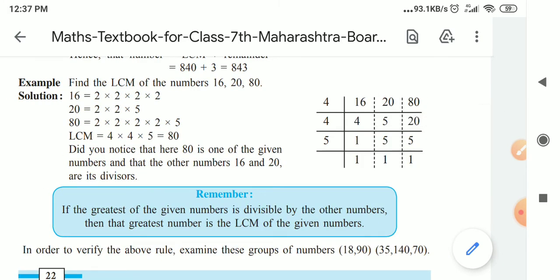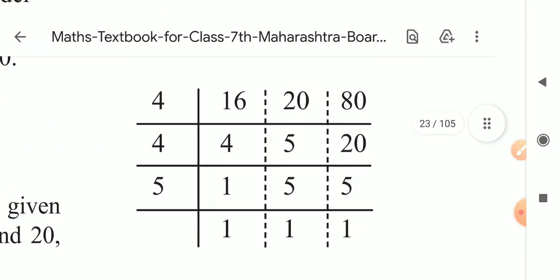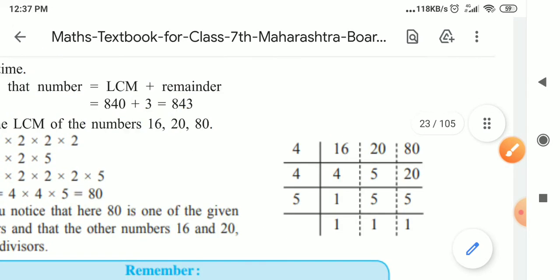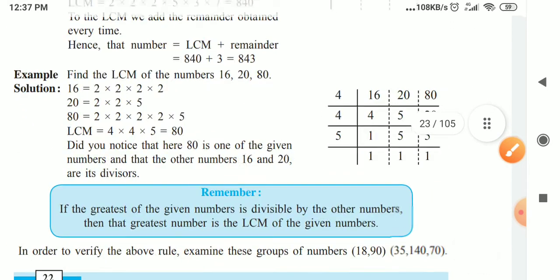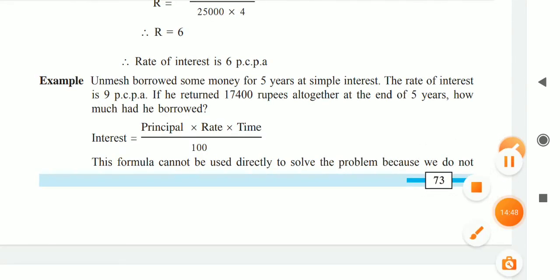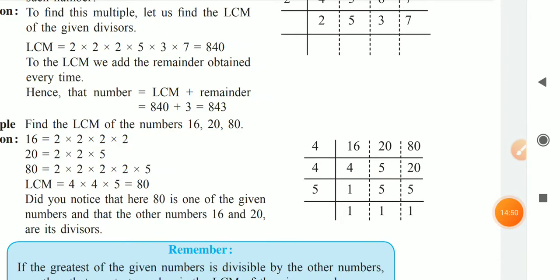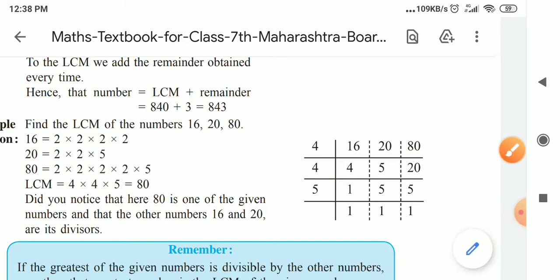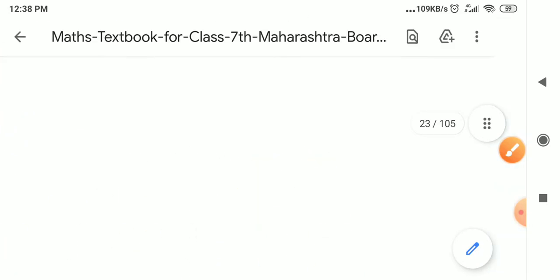So LCM is equal to how much? I think I forgot to write this one. Sorry, 80 we have to find out, I took 40. So here it is, this is the method. So its LCM is equal to how much? 80. Here I had taken 40 but it is 80. I will show you, 16, 20 and 80 is the LCM.